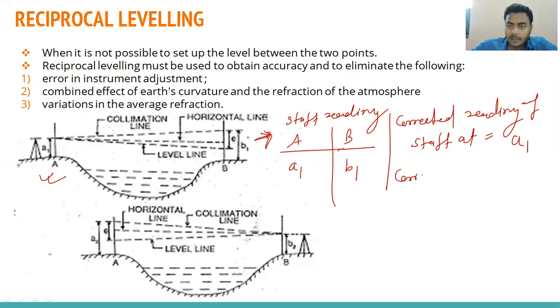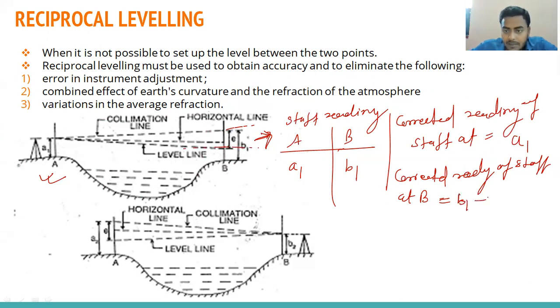Now we can calculate the corrected reading of staff at B. So you can see in the figure, the horizontal line is coming here, but the actual level line is this one. So we can write B1 minus E. See in the figure, this one is the corrected. We are taking reading this one, B1. So we can write B1 minus E.